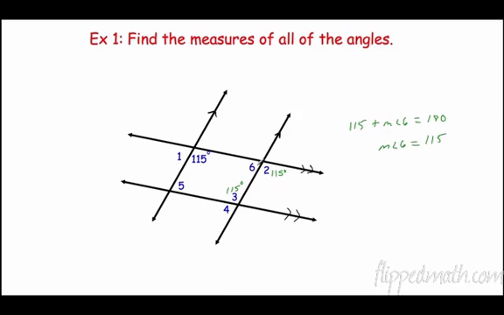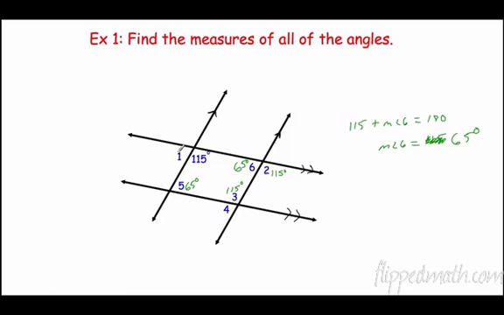115, I believe. No, that's what I just had. Oh boy, thinking ahead. 65. My bad. So this is 65 degrees. We have the same relationship here. These are same side interior, so angle 5 is going to be 65 degrees.